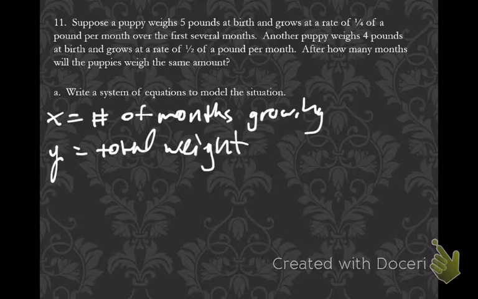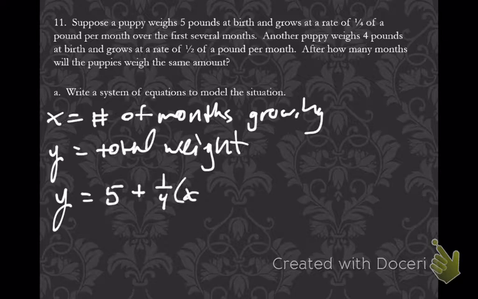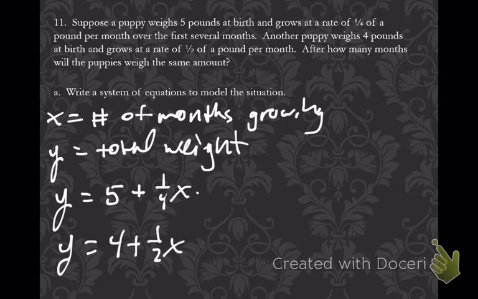So in the first puppy, the total weight is going to come from the 5 pounds at birth plus the 1/4 pound per month. So we've got to take 1/4 times the number of months that the puppy's growing. So 1/4 x. Now for the second puppy, it's the same thing. Total weight is going to be equal to the 4 pounds at birth plus the 1/2 pounds he grows per month. And so there's your two equations. Okay? All right, hopefully that makes enough sense.